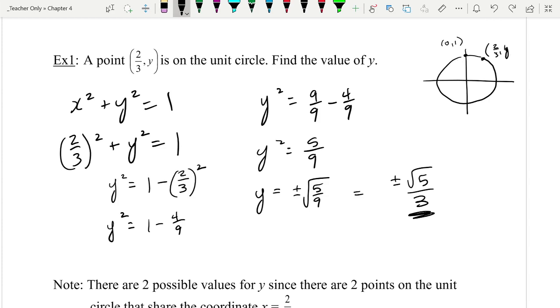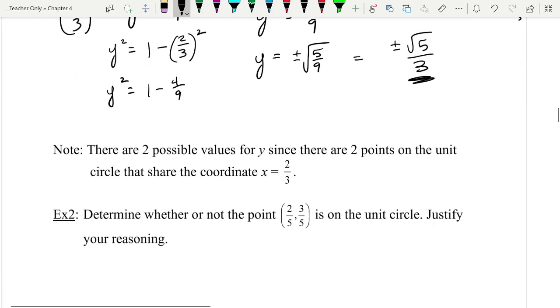x is 2/3, not y. Sorry about that. Over here, there's another place where x is 2/3 of the way over. That's past a half, 2/3 of the way over. And that would definitely have a y that's negative, right? So this y would be root 5 over 3, and this y would be negative root 5 over 3. Okay, so it does make sense that there's a plus or minus. Can't just ignore it. All right, and that's what the little note's trying to tell us.